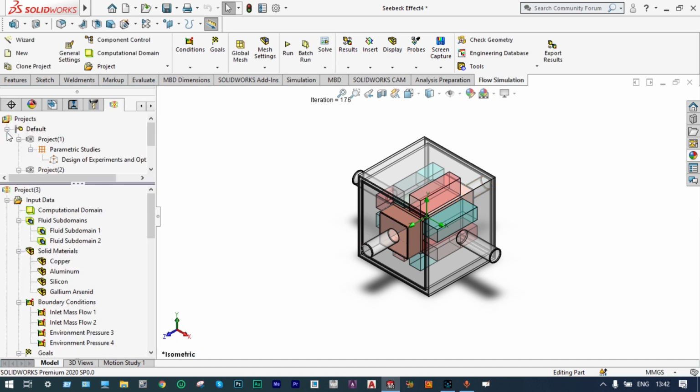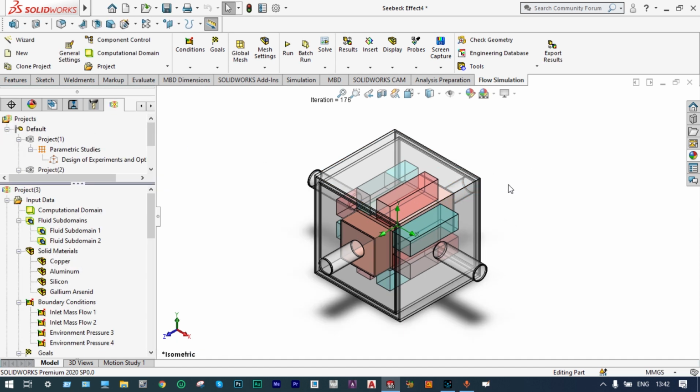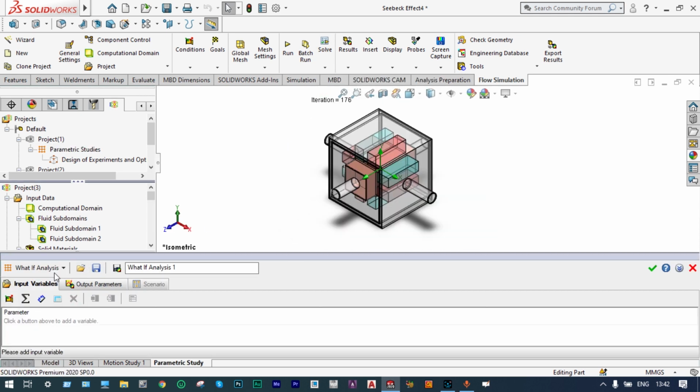Next to that, we want to go for some kind of parametric study by varying the mass flow rate of cooled nitrogen. So solve, we want to go for a new parametric study, and in this parametric study we want to go for design of experiments and optimization.